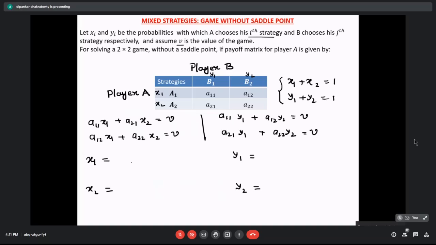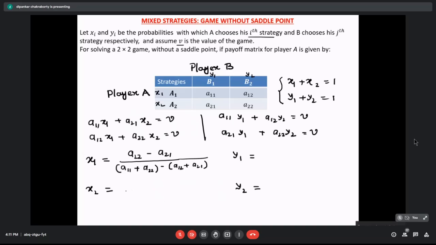Now, what you are going to get as x1, very important, just try to understand the logic. You can solve this actually. The value of x1 will be a22 minus a21, divided by a11 plus a22 minus a12 plus a21.